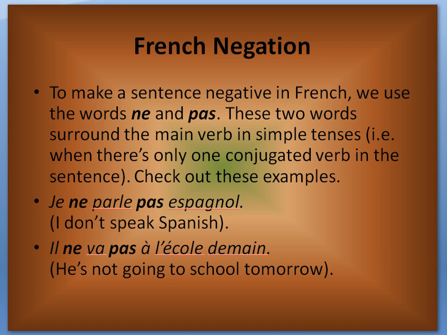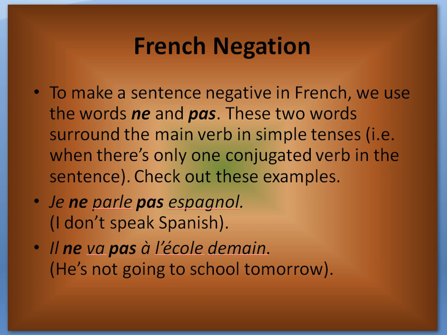To make a sentence negative in French, we use the words ne and pas. These two words surround the main verb in simple sentences, that is, when there is only one conjugated verb in the sentence. Look at these examples.